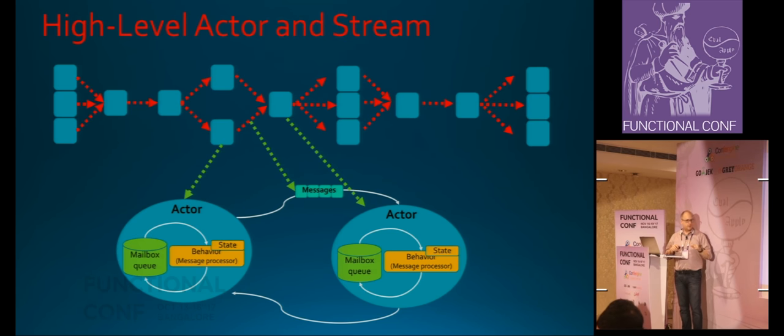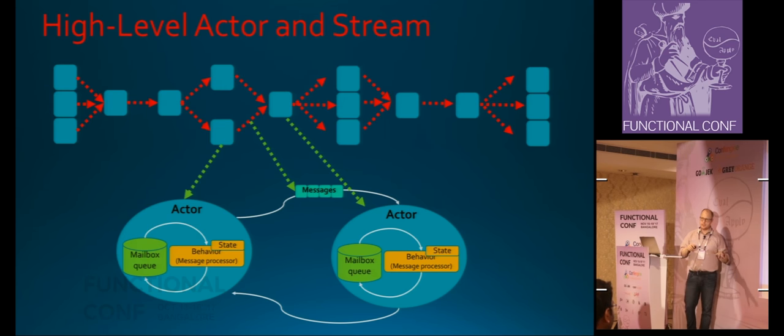But keep in mind one very important thing. The arrow goes from one actor to the other one, and it also goes backward. Keep in mind this arrow, because that's actually the key to solving the problem of back pressure later. Any questions so far?